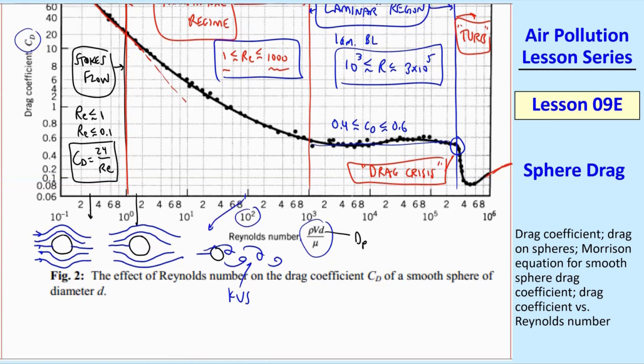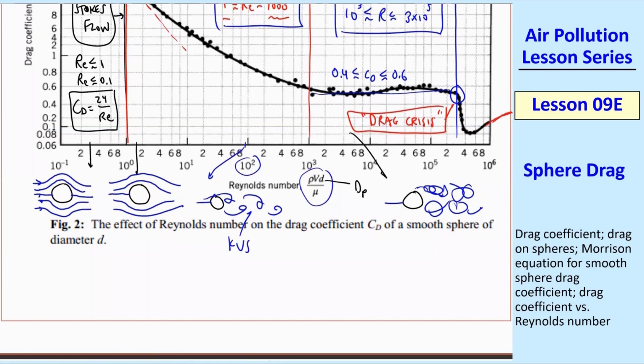So in this region, before the drag crisis, you have a laminar boundary layer, but then you get a turbulent wake. And then finally, when the drag crisis happens, then you get turbulent boundary layer separation. So this is laminar boundary layer separation. When you have turbulent boundary layer separation, far to the right there for these big Reynolds numbers, what happens is the boundary layer is turbulent, so it resists flow separation further. So it goes something like that.